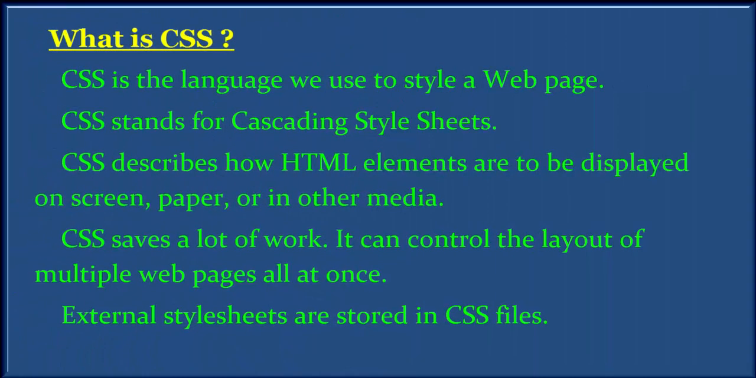What is CSS? CSS is the language we use to style a web page. CSS stands for Cascading Style Sheets. CSS describes how HTML elements are to be displayed on screen, paper, or in other media. CSS saves a lot of work. It can control the layout of multiple web pages all at once.